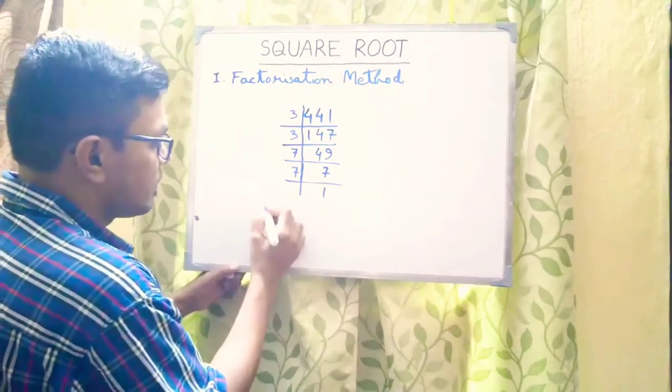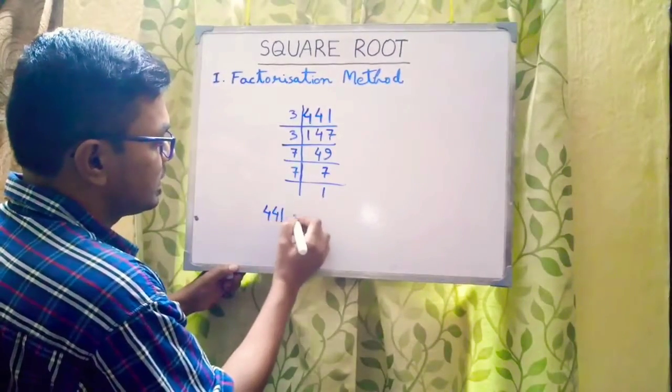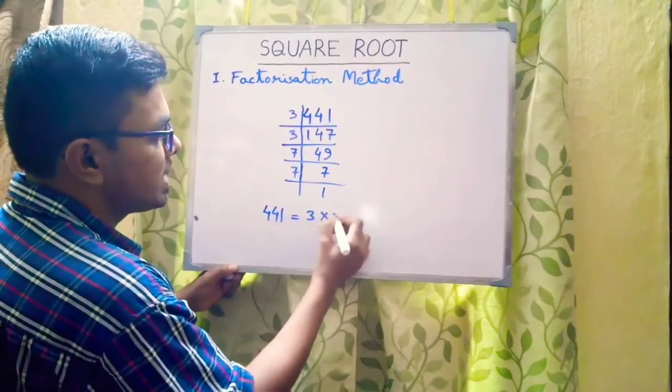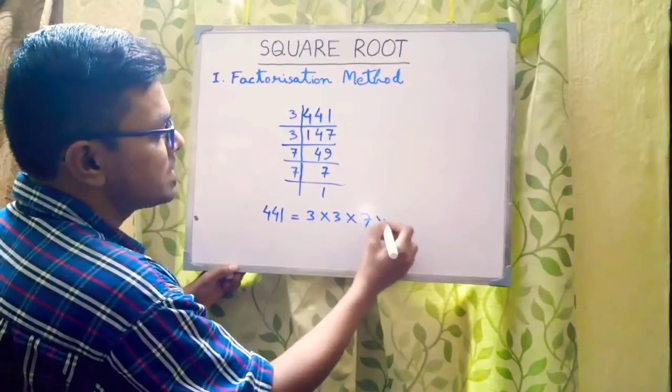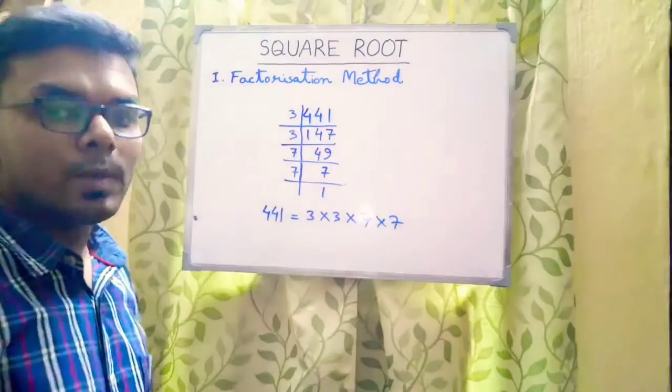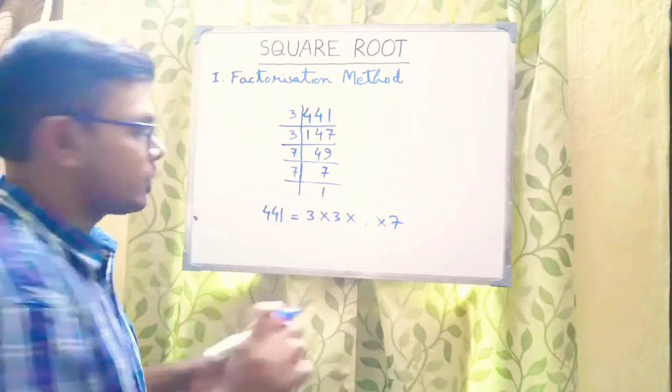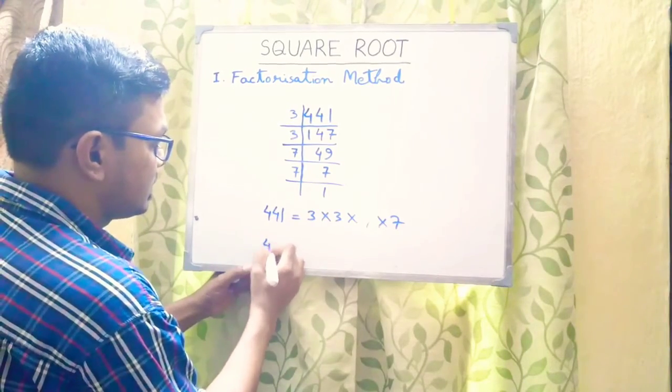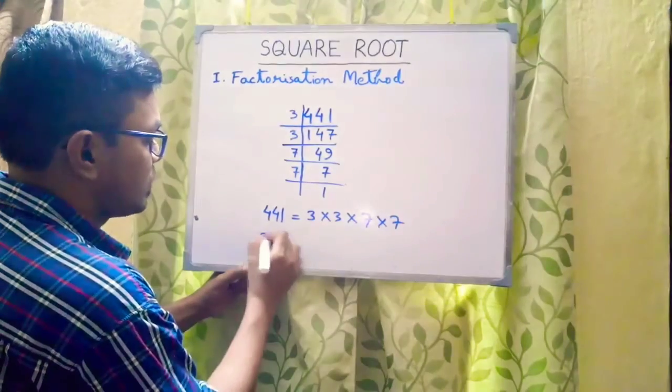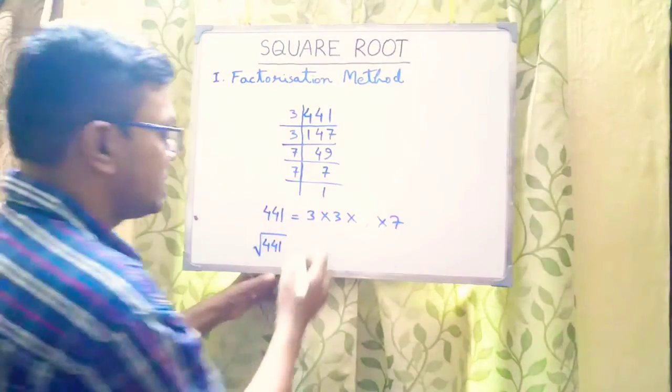So let's write 441 equals 3 times 3 times 7 times 7. Now the problem is to find the square root of 441. So this is the square root symbol, square root of 441.